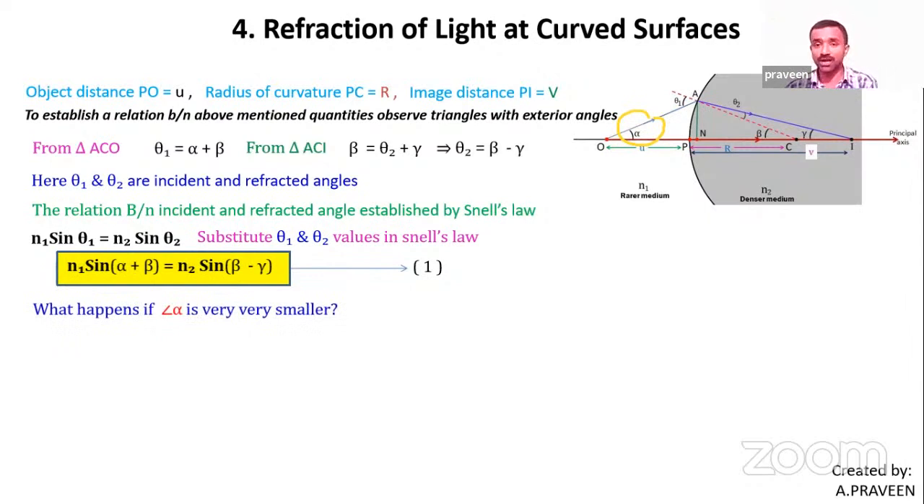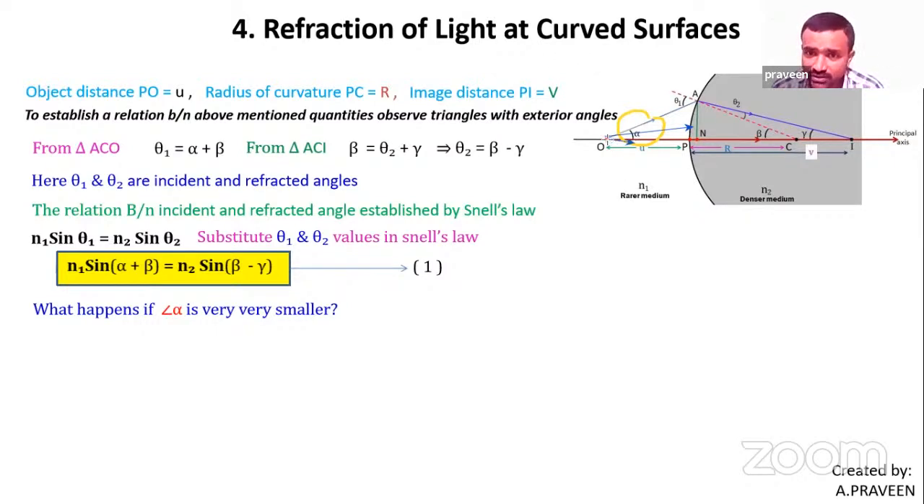Alpha becomes smaller. Then what happens to the light ray? It is becoming very close to the principal axis. So in this case, we will select that light ray very close to the principal axis. Maybe this color is not visible, so I'll change the color of that light ray to somewhat darker. Now look at that light ray, becoming very close to the principal axis.